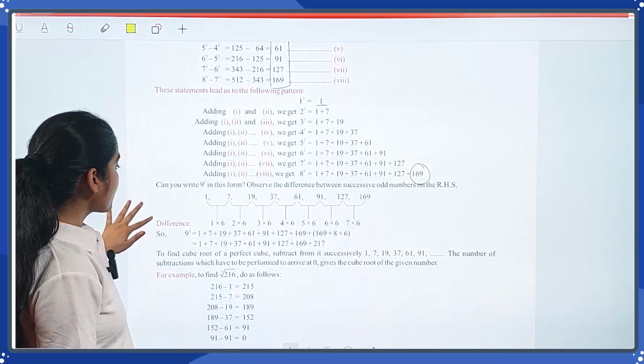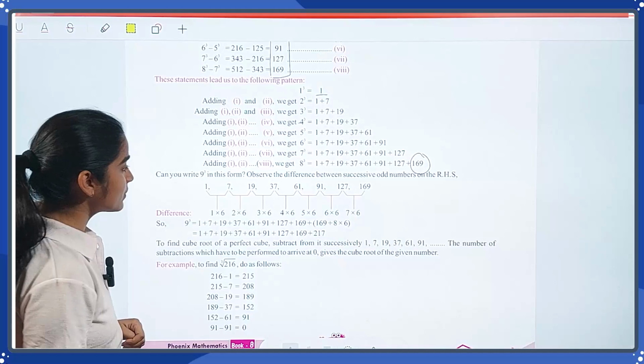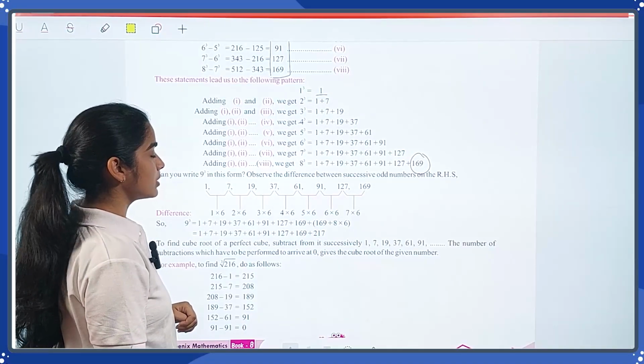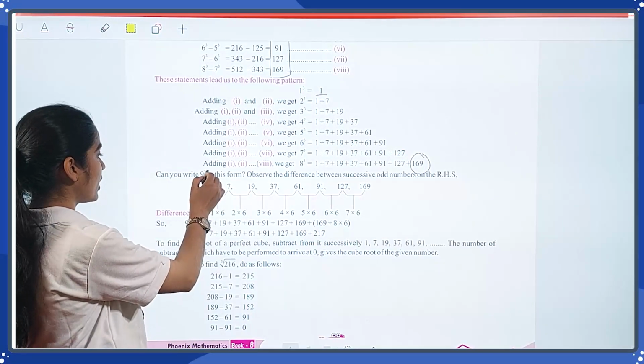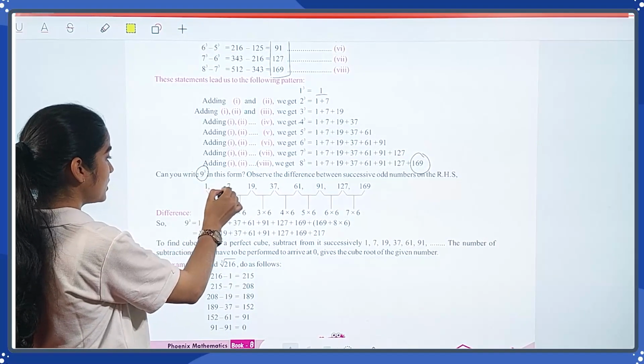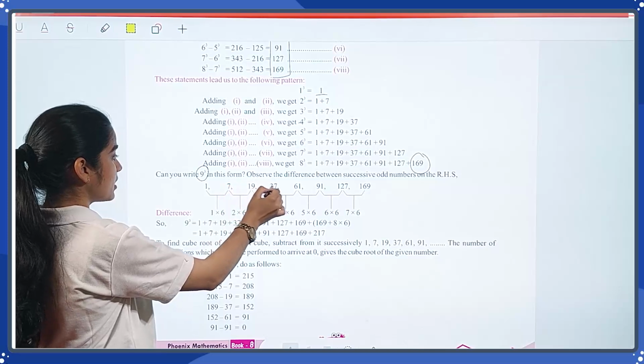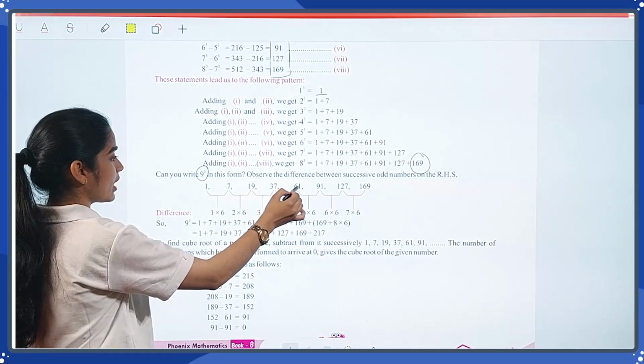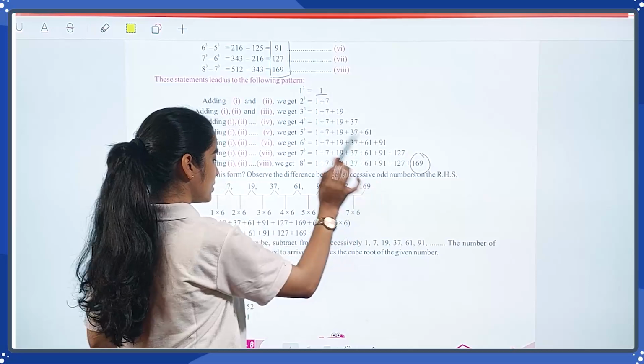Okay. Now, can you write 9 cube in this form? Observe the difference between successive odd numbers on the right hand side. So we have to write for the 9 cube, which means 1, 7, 19, 37, and so on. We have 8 numbers. Okay.